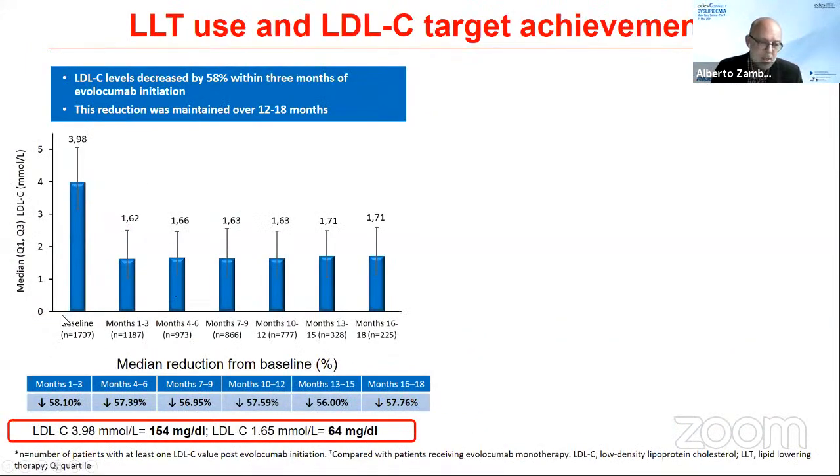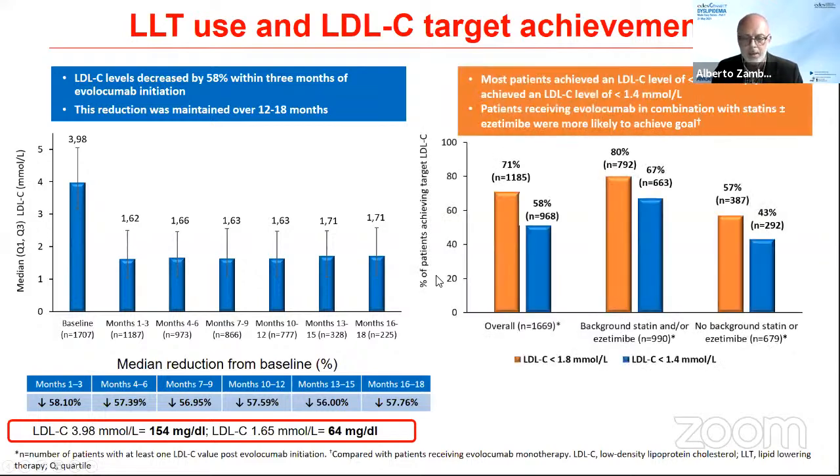These are the starting point, so about 4 millimoles or 154 milligrams, very rapid and quick, effective reduction in LDL cholesterol that basically is maintained throughout the observation, the 18 months of observation, and the reduction is in the range of 56-59%, confirming what has been seen in the Fourier trial. So an effective reduction on top of the available therapy maintained across an interesting period of time.